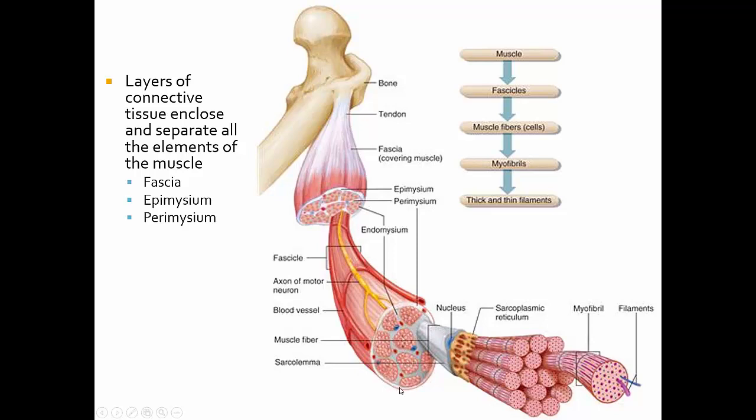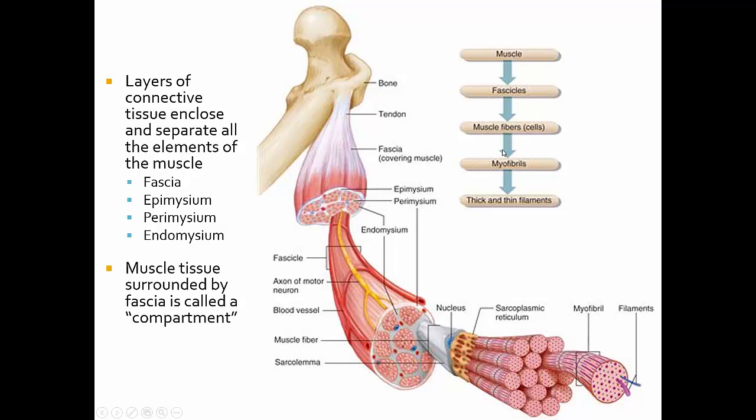And here's the fascicle. And in between this one, we have separated the fascicle now into all of these little individual muscle fibers. And that is done by the endomysium. So the tissue that extends into the fascicles and separates into fibers is endomysium. Fascicles, endomysium, muscle cells, and fibers.